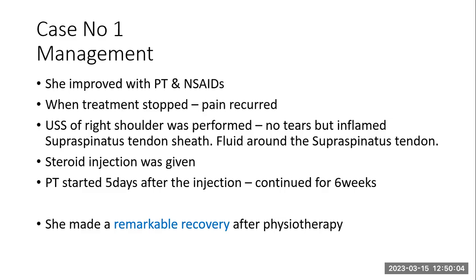Back to my case, she improved with physiotherapy and NSAIDs, but when we stopped the drug, the pain recurred. So we went ahead with an ultrasound scan of the shoulder joint. There was fluid around the supraspinatus tendon. So we gave a steroid injection, and we started physiotherapy 5 days after the injection, and she improved markedly. Physiotherapy continued for 6 weeks.